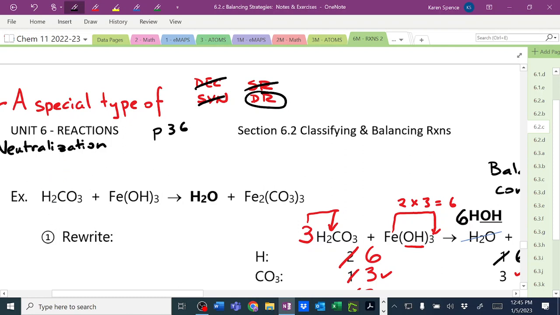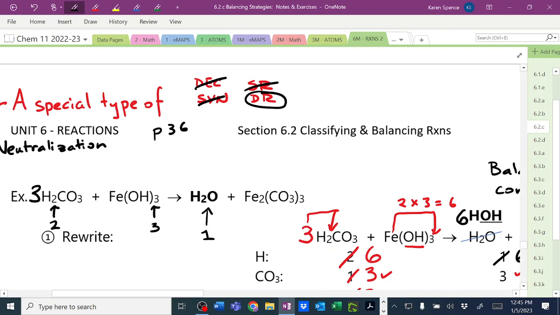Okay. Hydrogen, I have 2 of them. Hydroxide, I have 3 of them. And water, I have just 1 water. 2, 3, and 1. Now, if I want the same number of hydrogen and hydroxide, if I have a 2 and a 3, my lowest common multiple is 6.